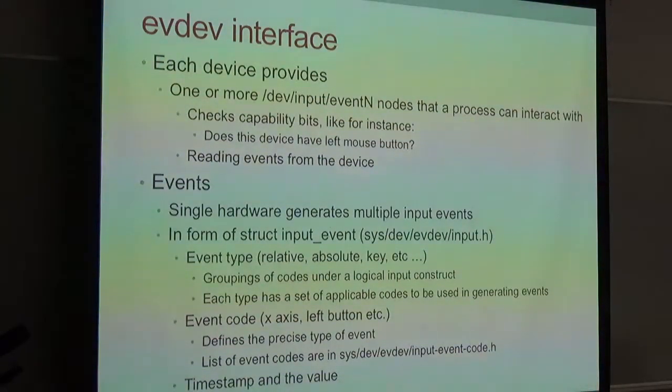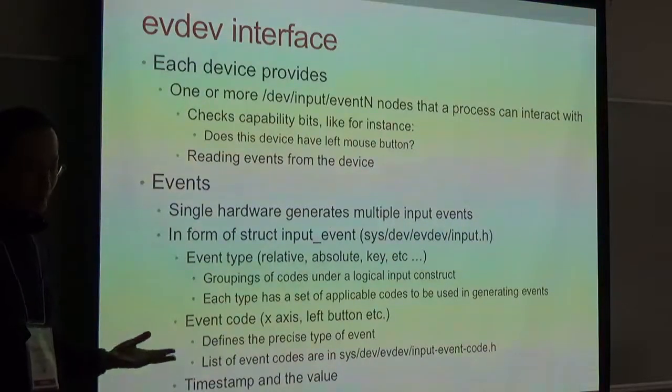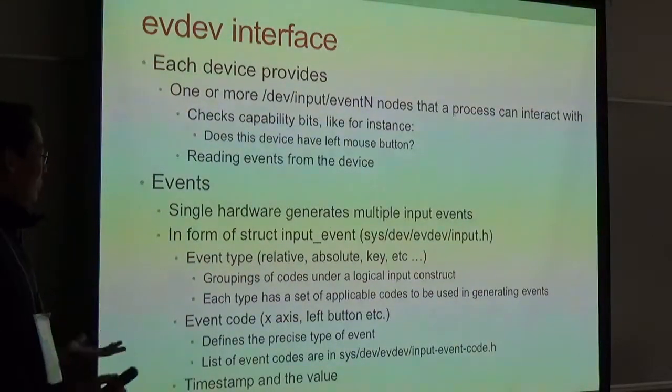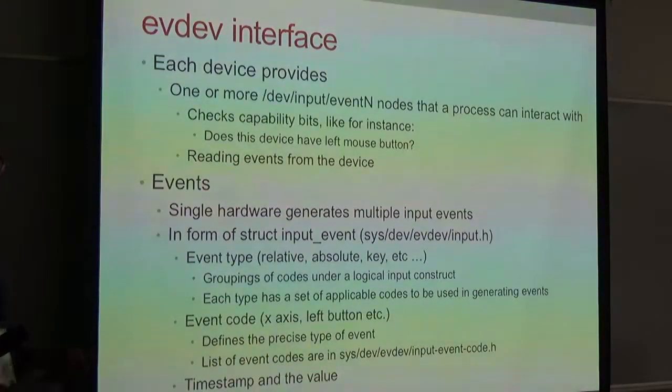In case of the interface, each device provides one or more /dev/input/event nodes that a process can interact with. This includes checking capability bits, for instance, whether this device has a left mouse button or right mouse button or things like that, and then it can read events from the device.